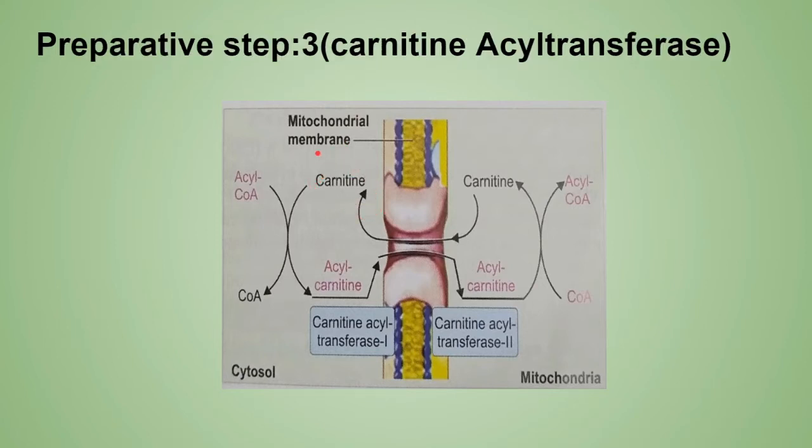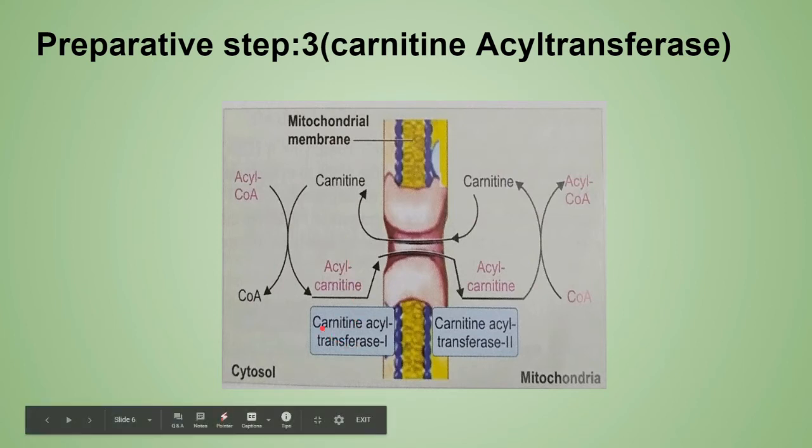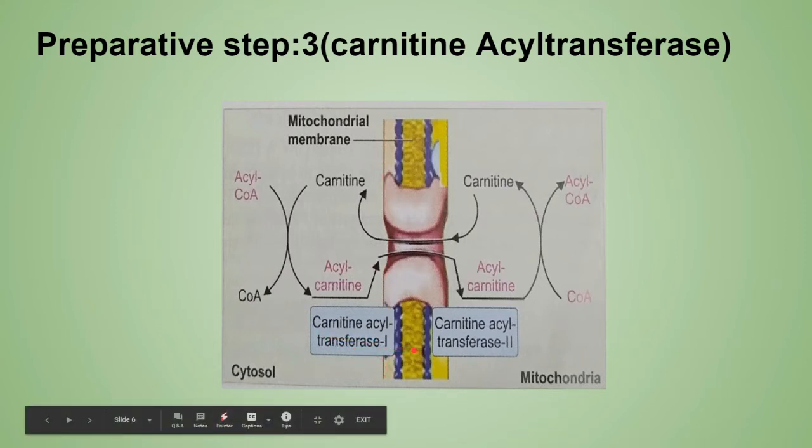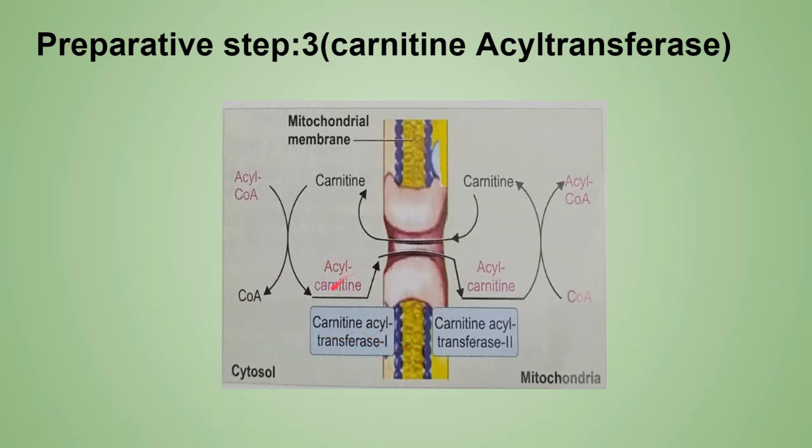Now next is carnitine acyltransferase 1. In this step 3, what happens is, this carnitine acyltransferase will be present in the cytosolic part of the mitochondrial membrane. Now what will it do? It will form the acylcarnitine.